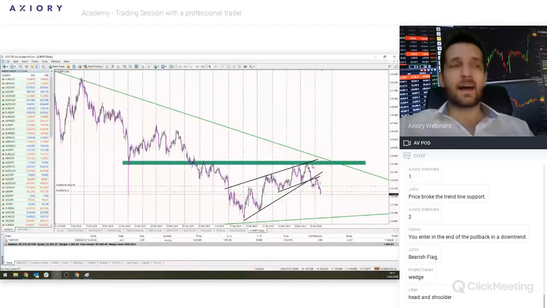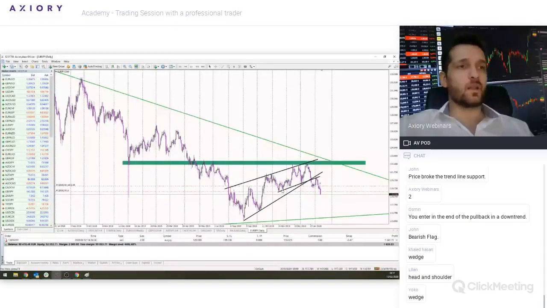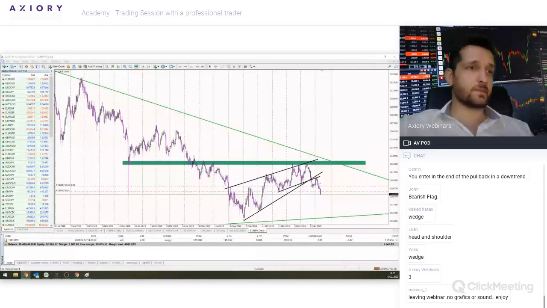Wedge and a flag. Thank you very much, my friends. This bigger one is a wedge, and the smaller one at the end is a flag. This is the third reason why I open a position.